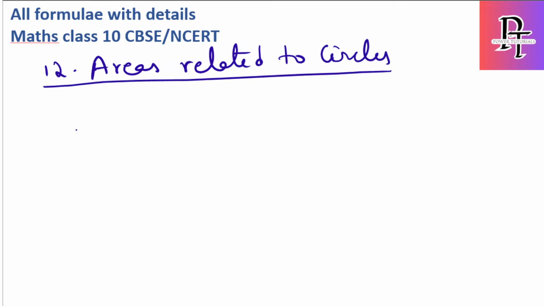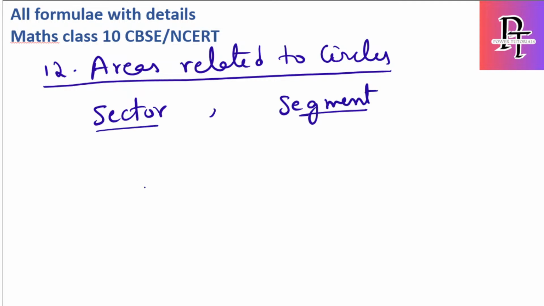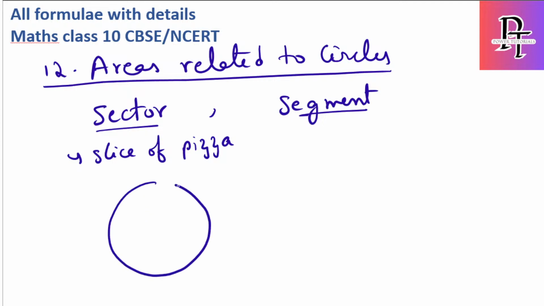From this chapter we have two concepts, which are sector and segment. The sector is very easy. Just remember a sector as a slice of pizza. I think everyone knows what a pizza is. Suppose the entire circle is a pizza, then a slice of it like this is nothing but a sector.